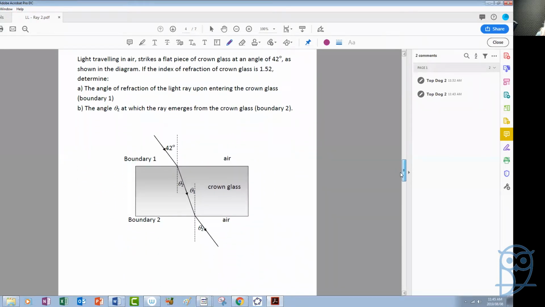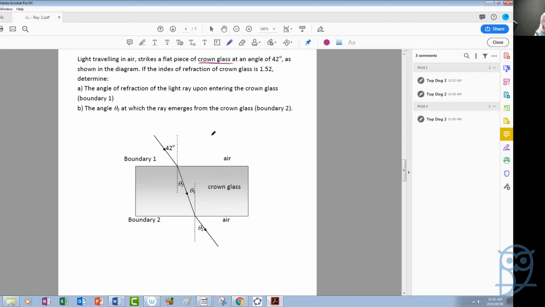Let's do this problem first, which looks big and serious, but it's actually quite easy. This is a piece of some type of glass, they call it crown glass. It's a famous glass. Light traveling in air strikes a flat piece of crown glass at an angle of 42 degrees, as shown in the diagram. If the index of refraction of crown glass is 1.52, determine, etc.